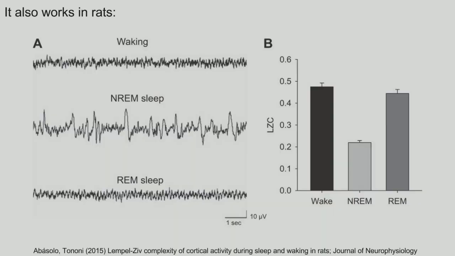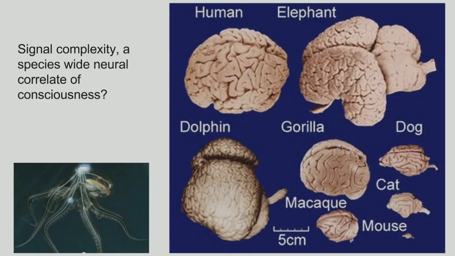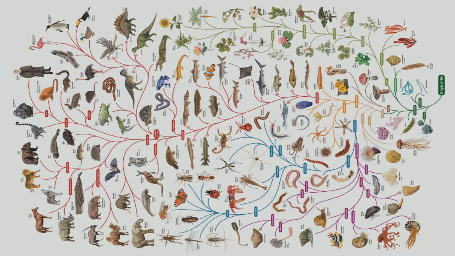I mean, then the question is, of course, where does it stop? Does it work for everybody? Does it work for macaques and elephants and whatnot, and even other species like octopus with very diverse neural architecture? The Tree of Life is a big place. So to what extent can we find a neural correlate of conscious level that works for most species?